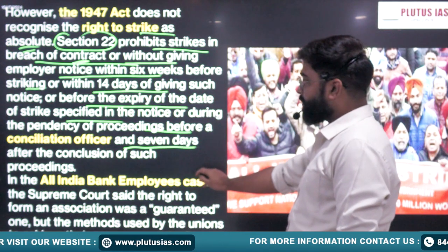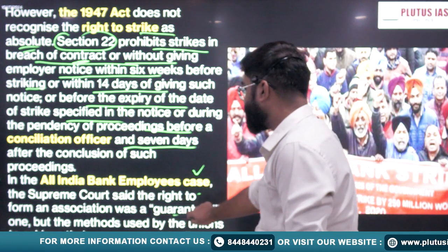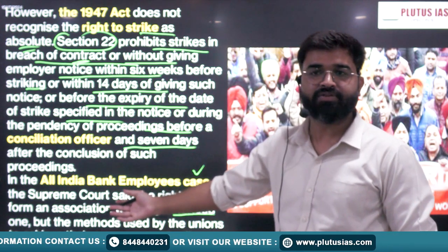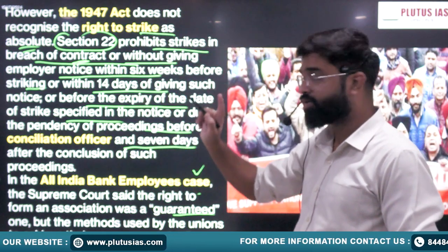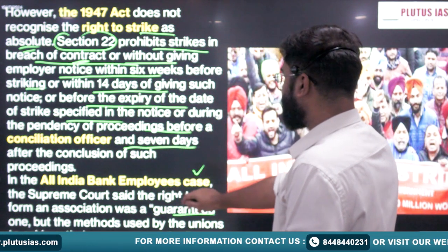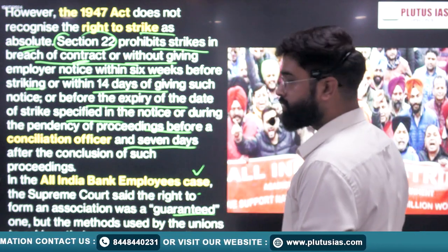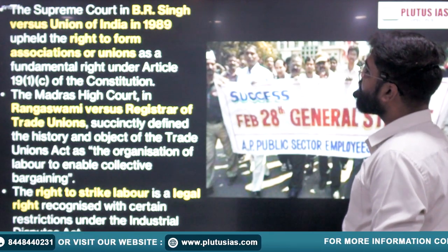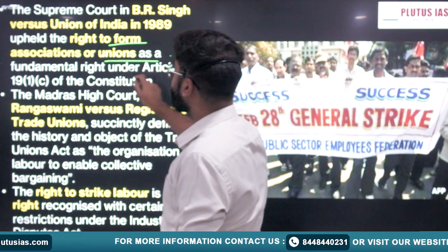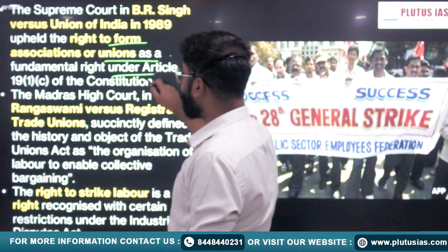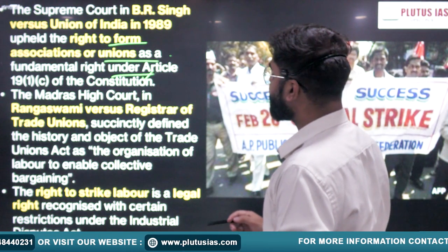It is like this. In the All India Bank Employees case, the Supreme Court said that the right to form an association was guaranteed. Right to form association is a fundamental right under Article 19. Right to protest is also a fundamental right, but right to strike is not a fundamental right. But the methods used by the union to achieve their purpose must adhere to the existing industrial laws. Is it okay? Then Supreme Court in B.R. Singh versus Union of India 1989 upheld that right to form association or union is a fundamental right under Article 19(1)(c). Okay?